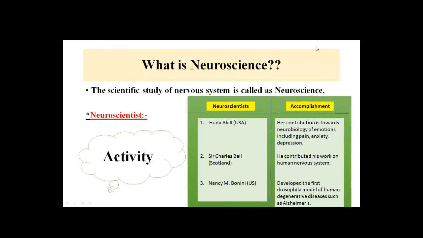Okay. Now, for your convenience, I found these three neuroscientists. If you want to copy down, please take a screenshot or copy down. This is the challenging part of this unit, and this content is not found in your chapter or book. This is your home task: search out more neuroscientists and their accomplishments.